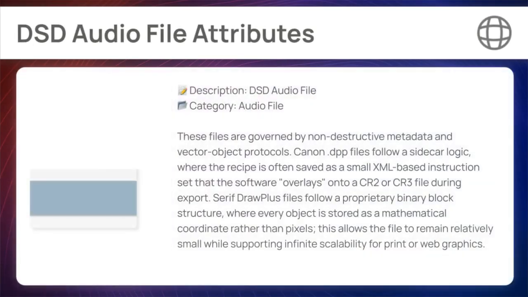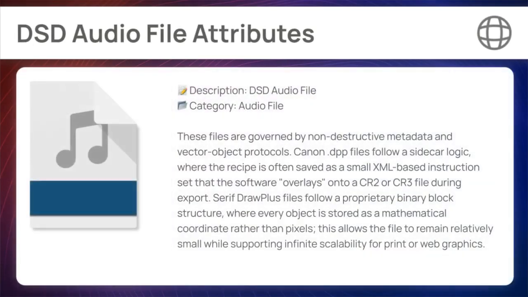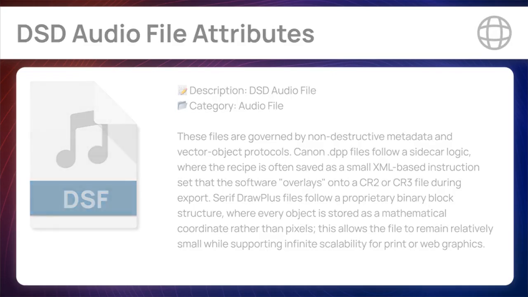These files are governed by non-destructive metadata and vector object protocols. Canon .dpp files follow a sidecar logic where the recipe is often saved as a small XML-based instruction set that the software overlays onto a CR2 or CR3 file during export. Serif DrawPlus files follow a proprietary binary block structure where every object is stored as a mathematical coordinate rather than pixels. This allows the file to remain relatively small while supporting infinite scalability for print or web graphics.